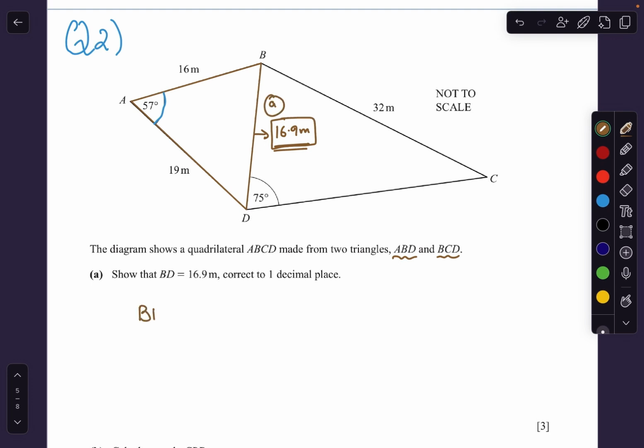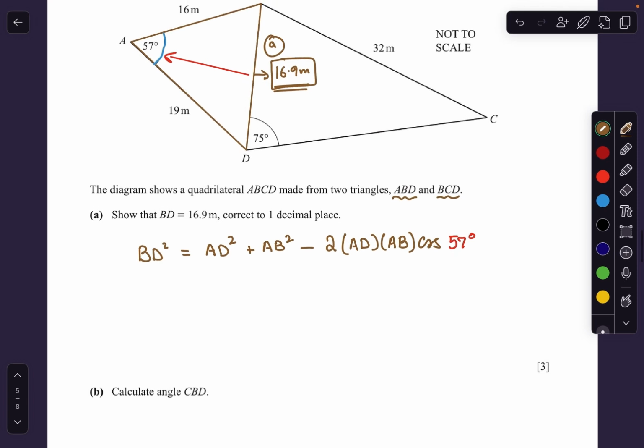So we are finding BD squared, which equals the square of AD, since we know the other 2 sides, added to AB squared, and then subtract 2 times the 2 sides we have taken, AD times AB, and after that cos of the included angle, the angle opposite to the side we are finding, which is BD. So that's cos of 57 degrees. This is the formula to solve for the side BD, and then we'll show that it is going to be 16.9 meters.